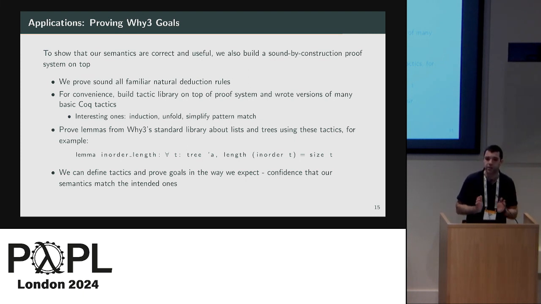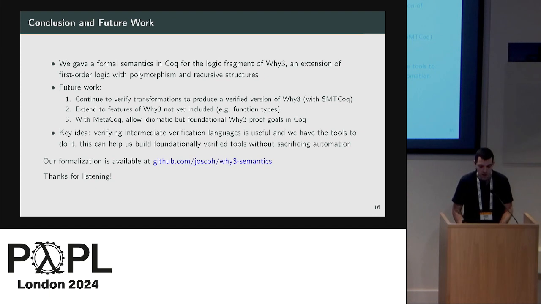And the key idea here is that we can define all these tactics, we can prove them correct, we can prove these goals in the way that we expect, which gives us confidence that our semantics matches the intended ones, and that we're defining these structures and giving the correct properties, correctly. So to wrap up, we gave a formal semantics in Coq for the logic fragment of Why3, which is this extension of first-order logic with polymorphism and these various recursive structures.